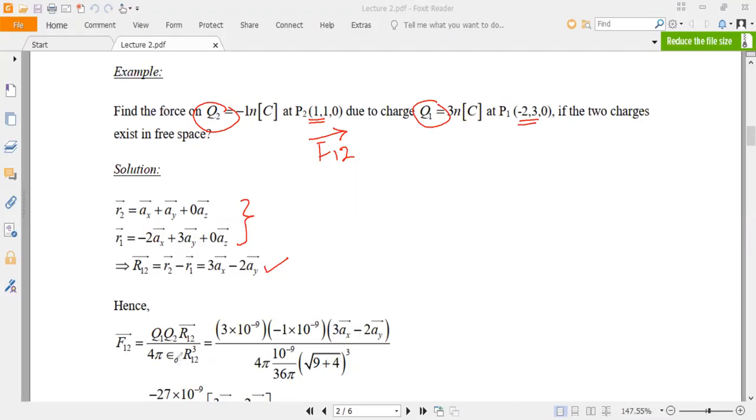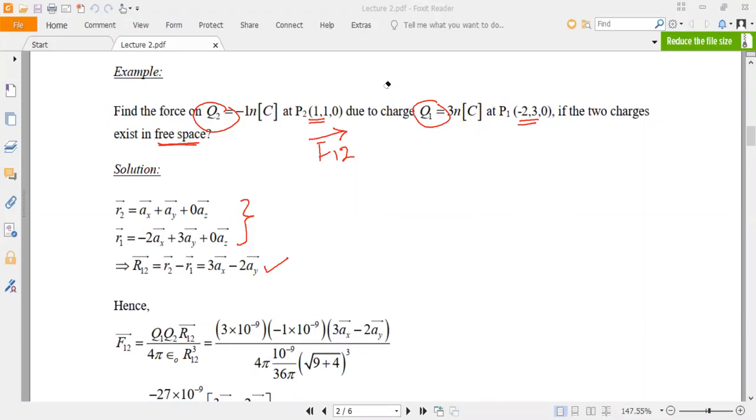I'm replacing epsilon with epsilon 0. Why? Because in the question, it is free space, so I'm allowed to replace epsilon with epsilon 0. And this is equal to, so substitute all the charges. I'm now substituting in coulombs, not nanocoulombs, so I'm replacing nano with 10 power minus 9. This is the distance vector, and this is the magnitude of the distance vector, and this is the epsilon 0, 4 pi.